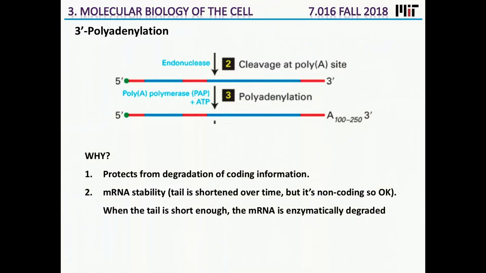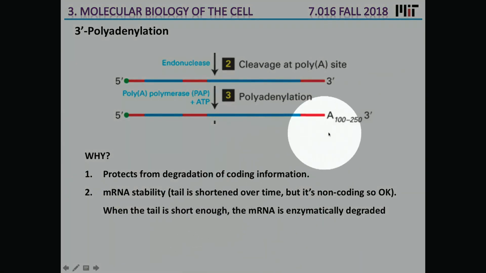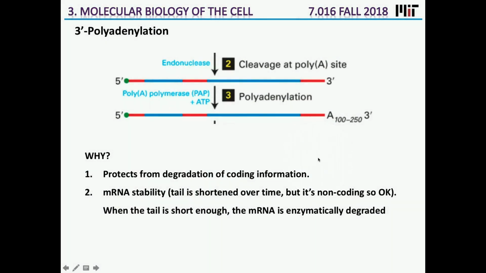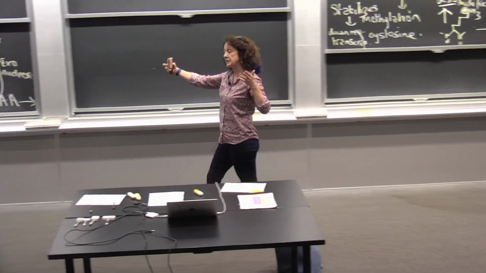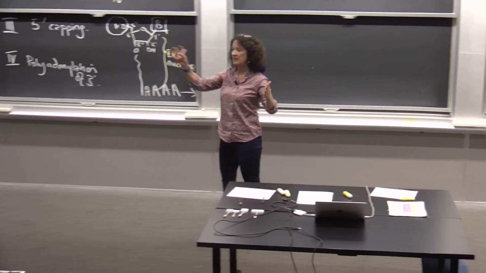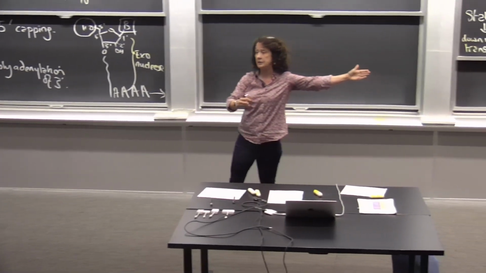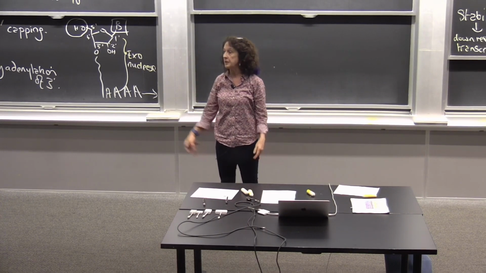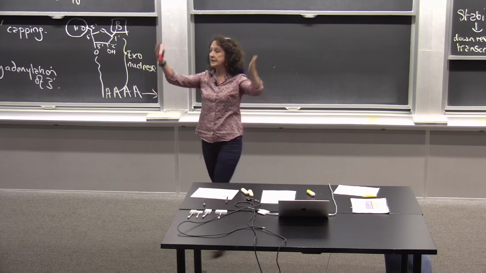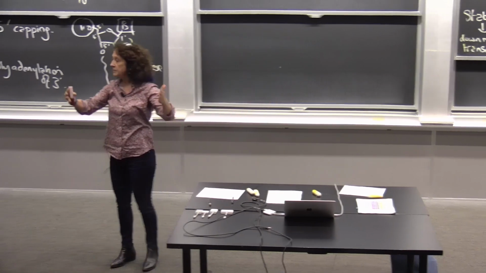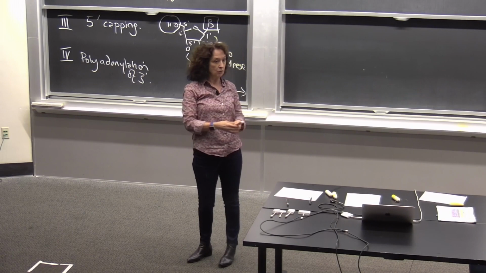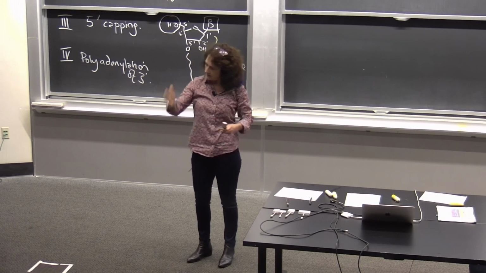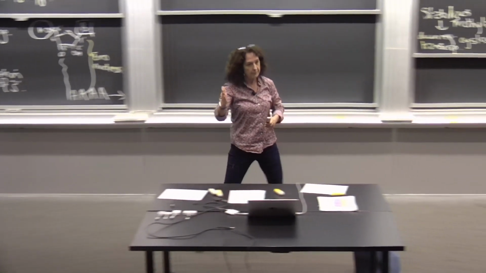It contributes to stability. The tail's shortened over time, but it's non-coding, so that's okay. And actually, when the tail is short enough, the polyadenine tail acts as a bit of a timer, because once the tail gets short, you start chewing into the transcript, and you basically end up with the degradation of the transcript. But it gives you time in the cytoplasm for the gene to be translated into protein. Does that all make sense? So it's basically like an egg timer.